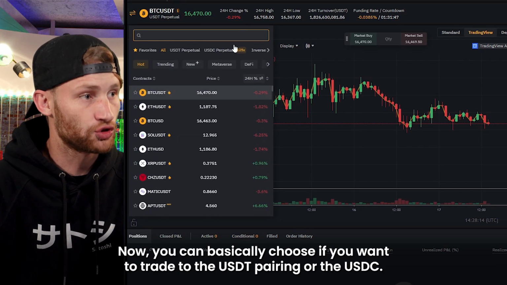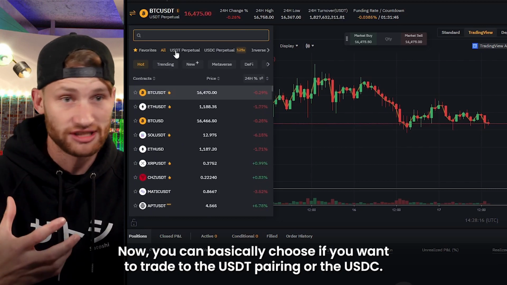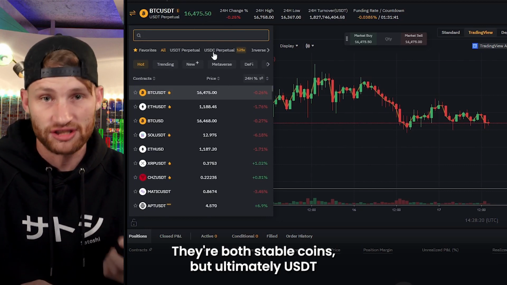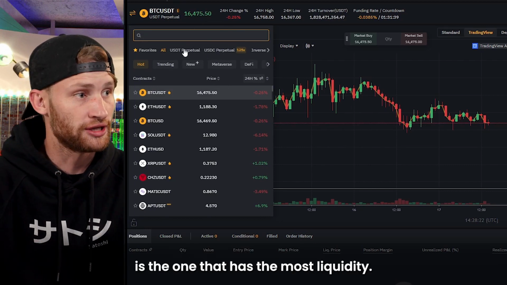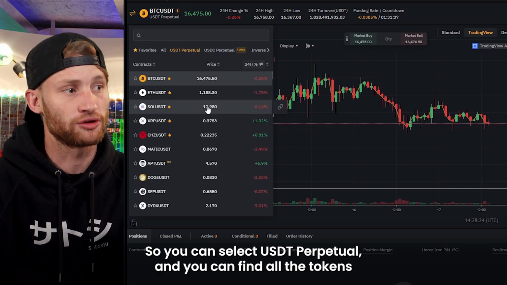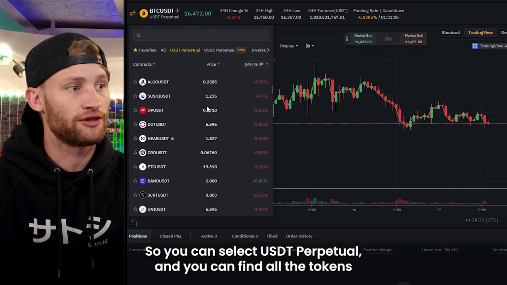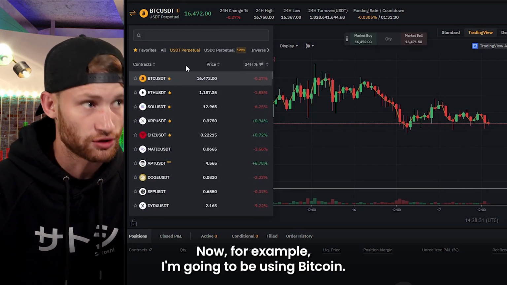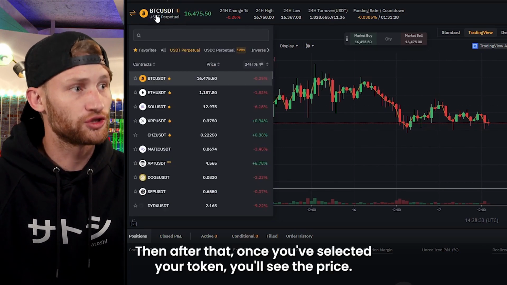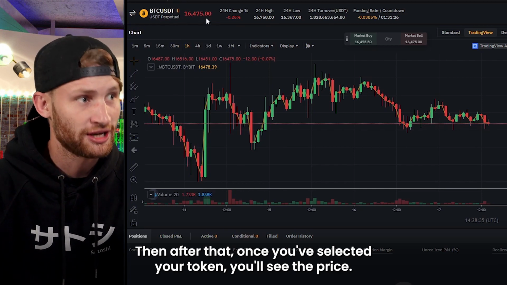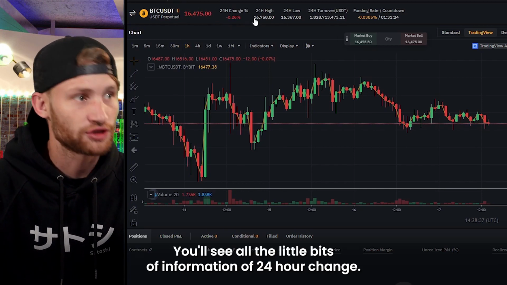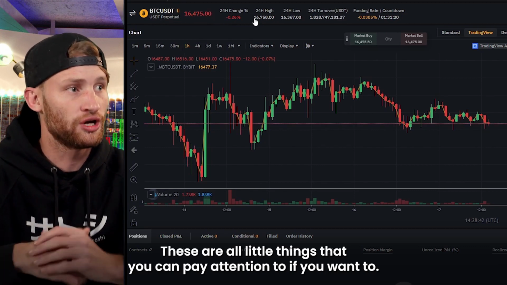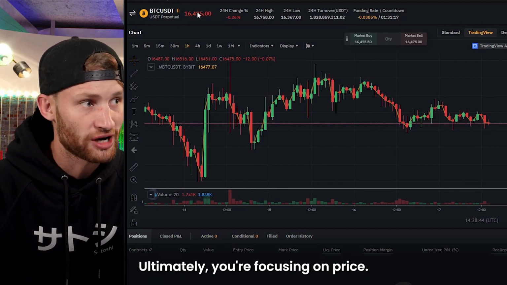It has a very wide range of tokens, and many tokens can be traded on leverage. Now, you can choose if you want to trade to the USDT pairing or the USDC. They're both stable coins, but ultimately USDT is the one that has more liquidity. So you can select USDT perpetual, and you can find all the tokens that are purely traded with USDT. For example, I'm going to be using Bitcoin. Then once you've selected your token, you'll see the price, and all the little bits of information like the 24-hour change. These are all little things you can pay attention to if you want to. Ultimately, you're focusing on price.